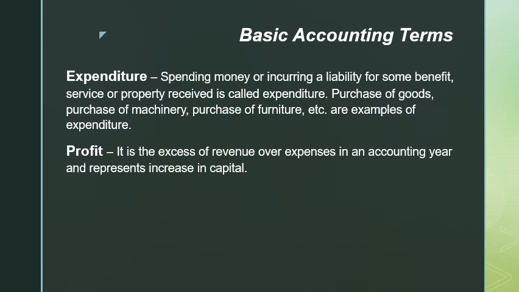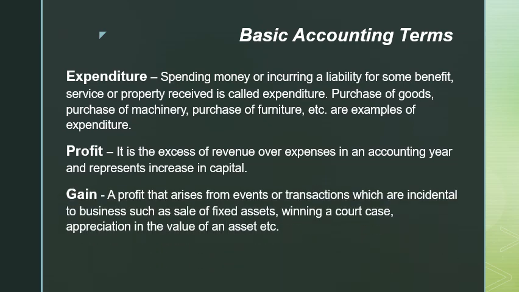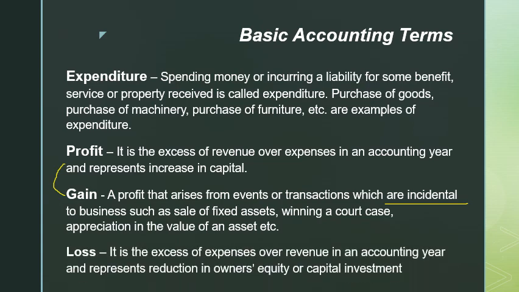Then profit. This is the excess of revenue over the expenses in an accounting year and represents an increase in capital. So as the profit increases, capital also increases, and vice versa. Then gain, a profit that arises from events or transactions which are incidental to business, such as sale of fixed asset, winning of a court case, appreciation of the value of an asset. Profit is known as the common revenue, and gains are the incidental earnings of the business. That's the difference between profit and gain. The loss is the excess of expense over revenue in an accounting year, just the opposite of profit.